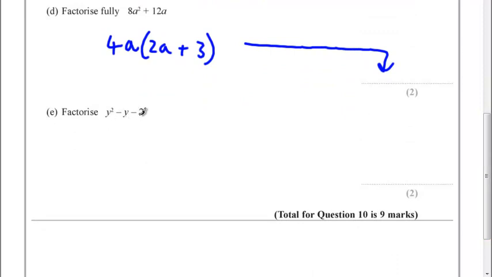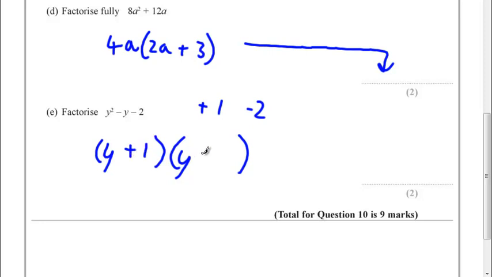Factorise y squared minus y minus 2. Okay, they're both going to have a y here and a y there. We have to look at factors that multiply together to make minus 2, and they've got to add together to make minus 1. Well, the only factors really of 2 are 1 and 2. And if we make that a minus there and this one a plus, and then we add them together, plus 1 minus 2, we're going to get minus 1y there. So plus 1 and minus 2.